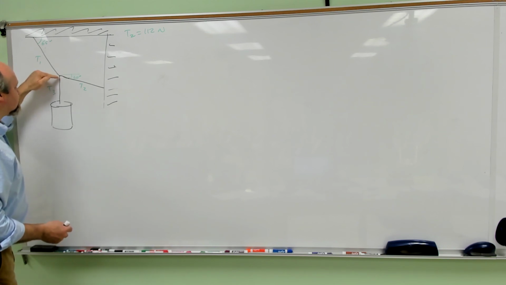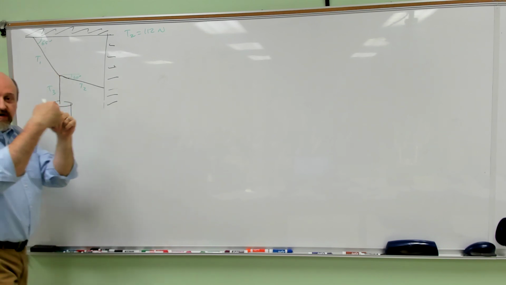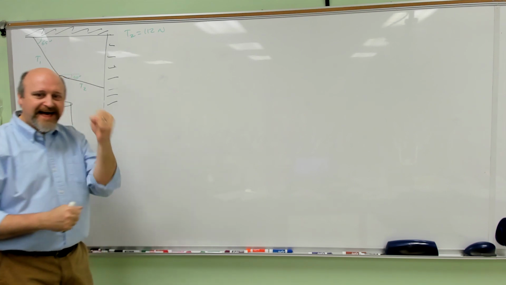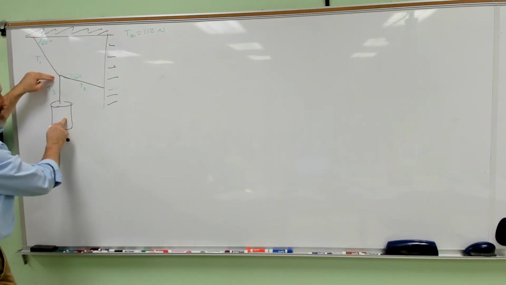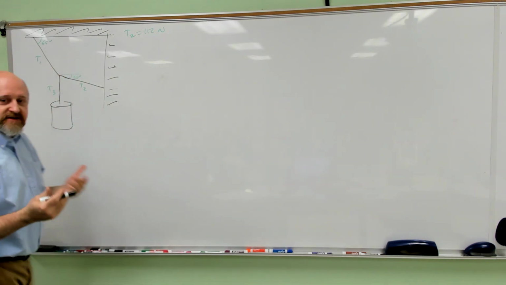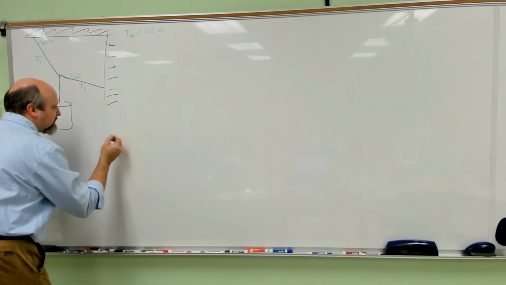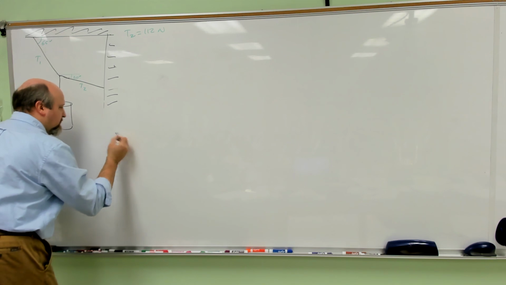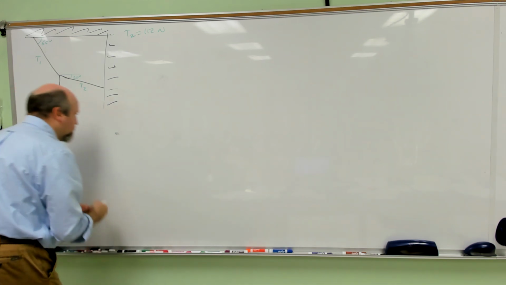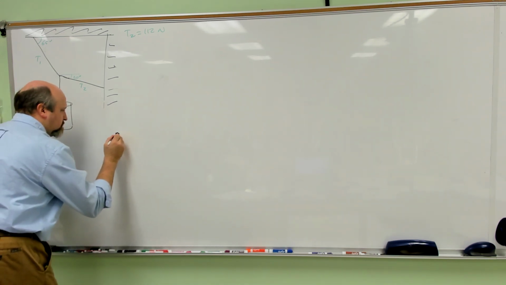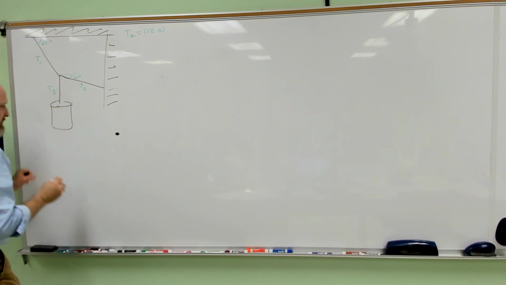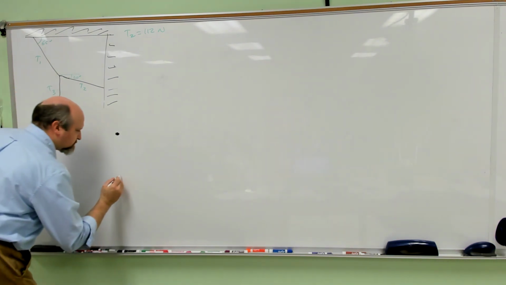I'm going to make the knot, where the ropes are all tugging on each other, the system. So I'm going to have two systems, one the knot, one the cylinder. Each system I'm going to do a separate force diagram for. Here we go. First, the knot. I'm going to represent the knot with a dot. That's the knot, and then I'm going to have the cylinder.